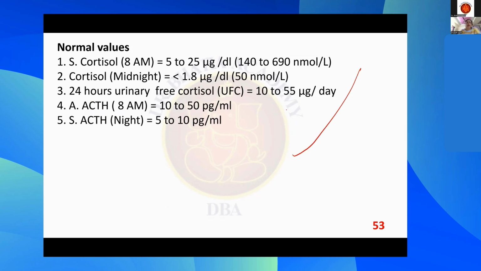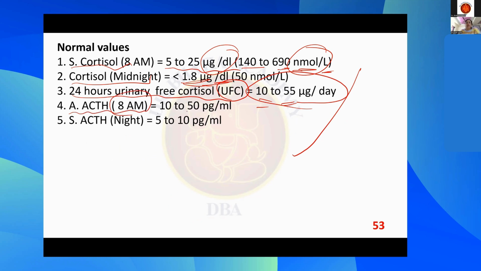The normal values, you may sometimes be asked, or at least in some case scenarios you are given reference ranges. So the normal serum cortisol is between 5 to 25 micrograms. The units are very important. Don't forget the units. So 5 to 25 micrograms per deciliter, or 140 to 690 nanomoles per liter. Midnight cortisol is less than 1.8 micrograms. 24-hour urinary free cortisol is 10 to 55 micrograms per day. Serum ACTH at 8 AM is 10 to 50 picograms per ml. Midnight ACTH is 5 to 10 picograms per ml.